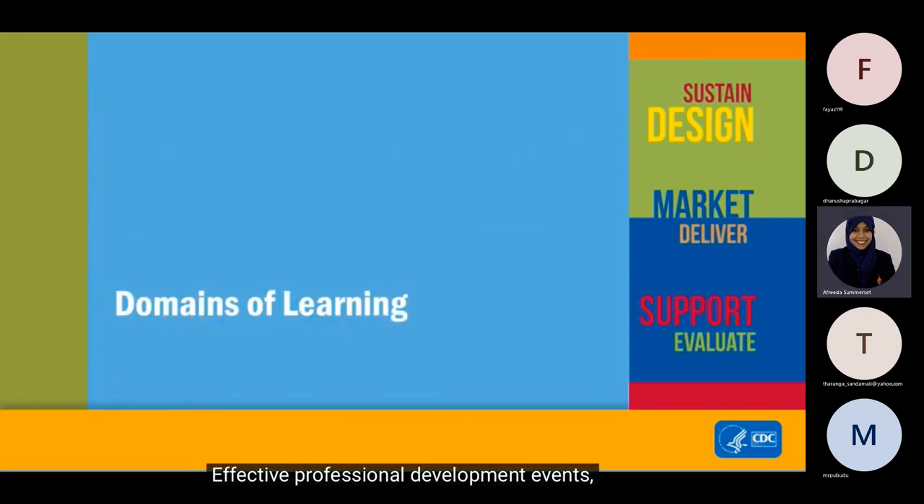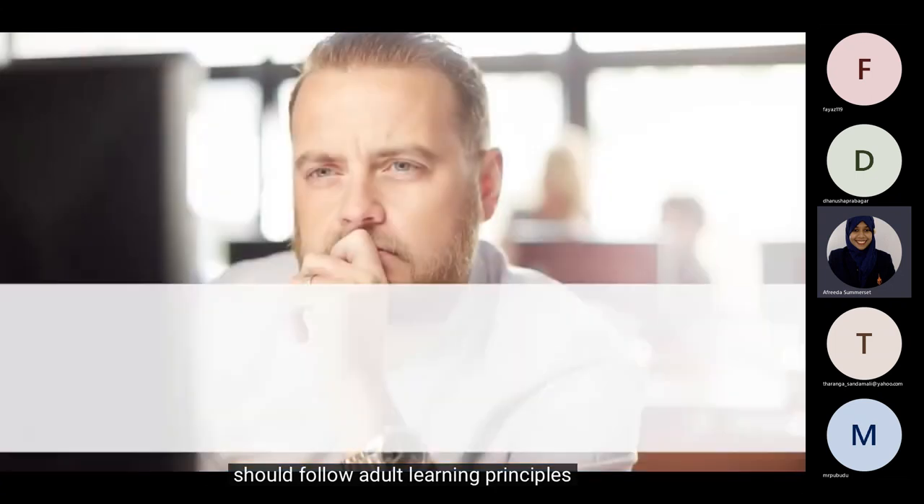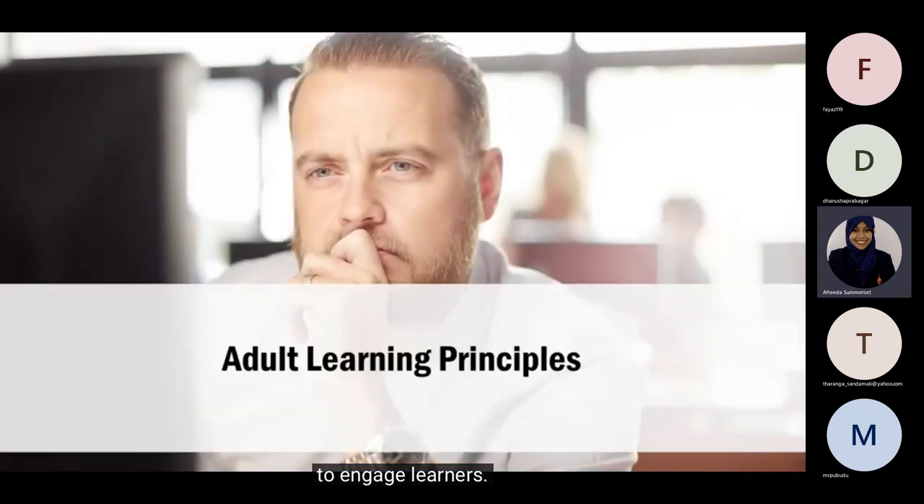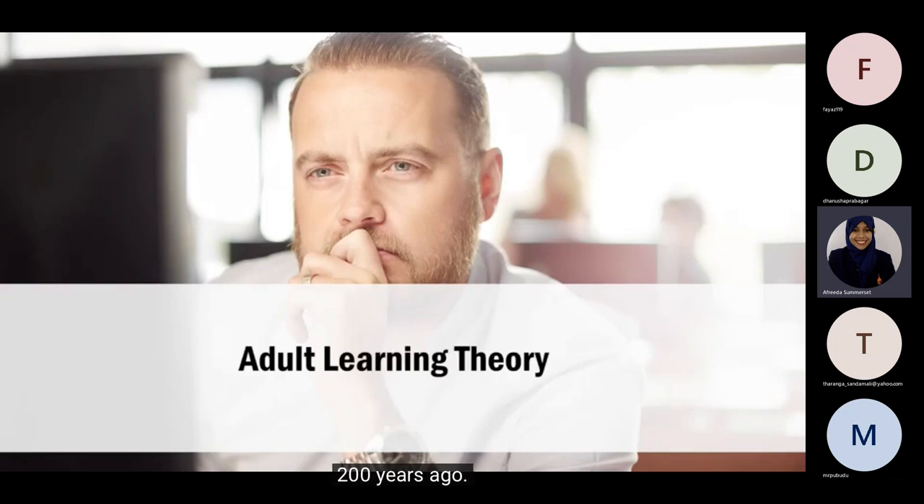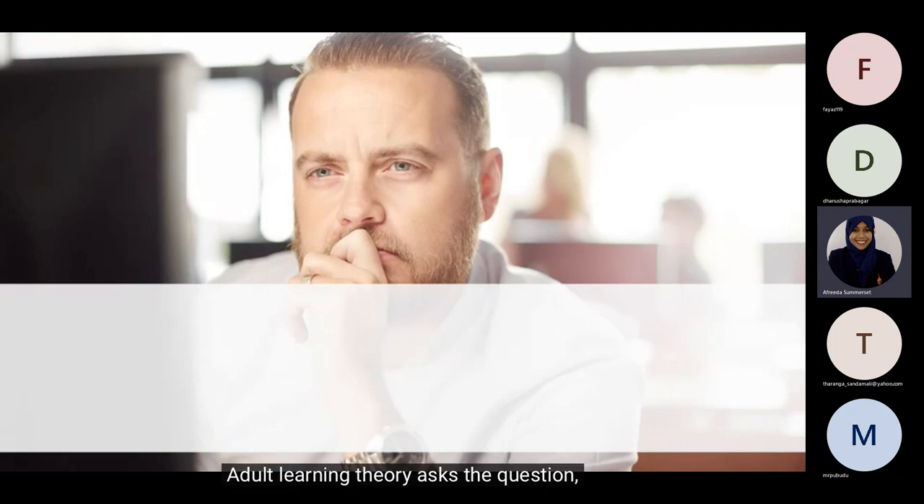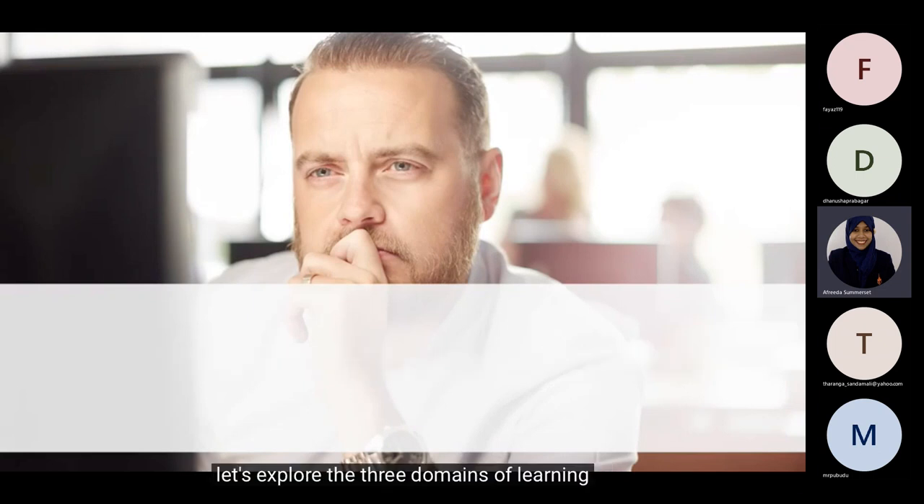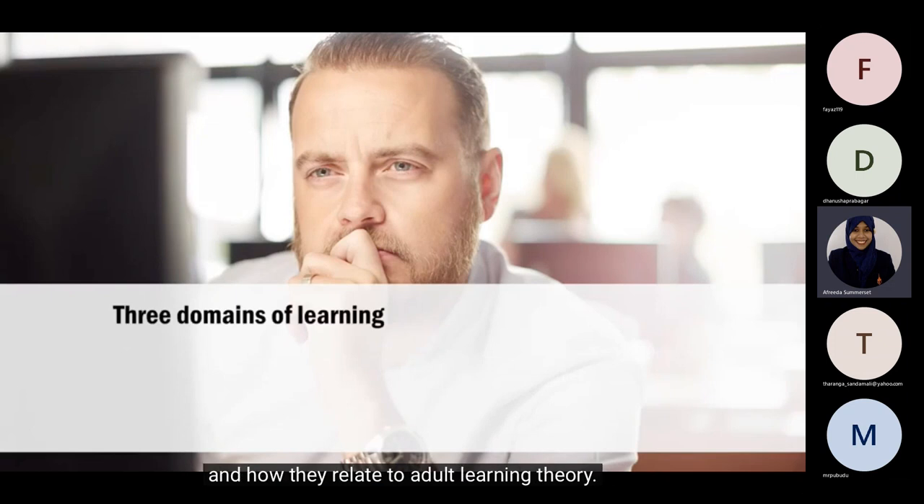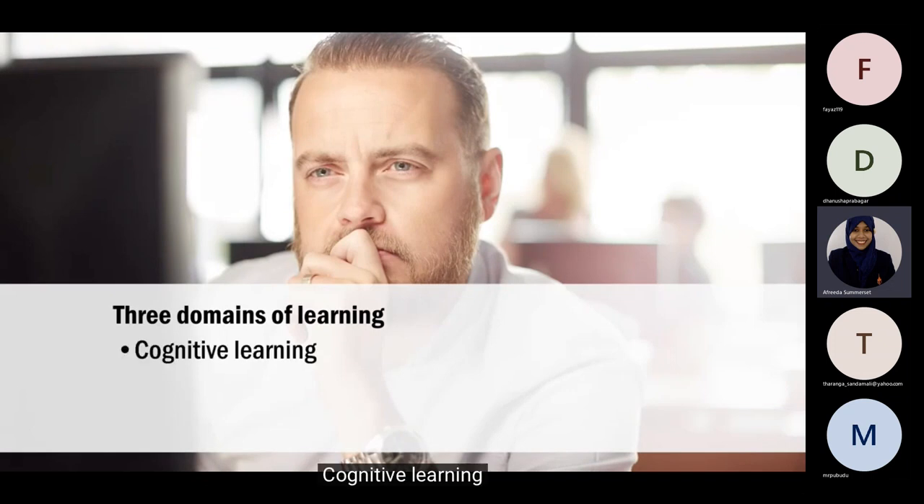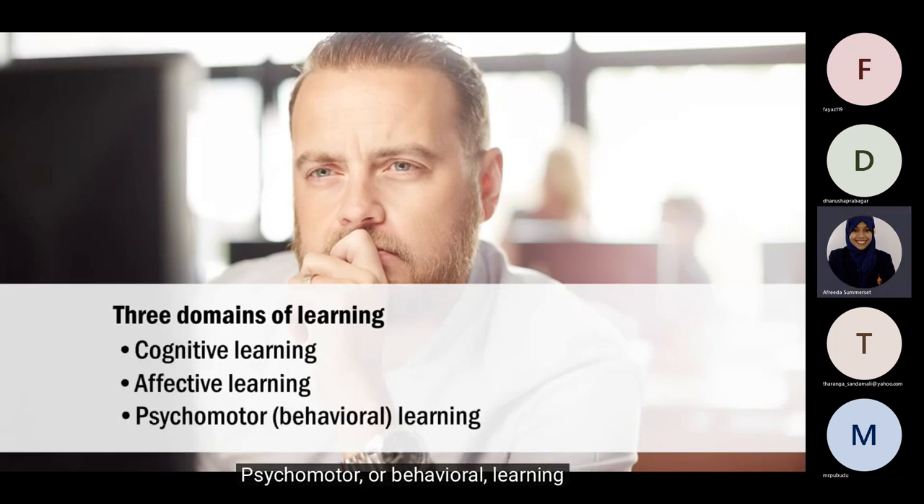Effective professional development events, such as webinars, should follow adult learning principles to engage learners. Adult learning theory began almost 200 years ago. However, it wasn't until recently that the concepts were fully incorporated into mainstream adult education practices. Adult learning theory asked the question, what factors impact adult learning and why? To answer that, let's explore the three domains of learning and how they relate to adult learning theory. These are cognitive learning, affective learning, and psychomotor or behavioral learning.